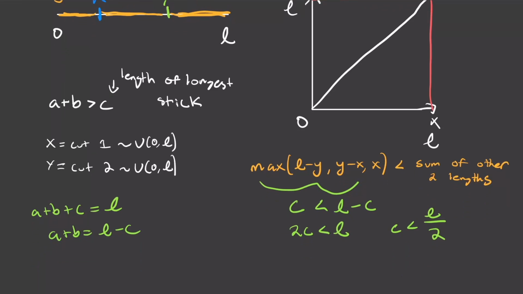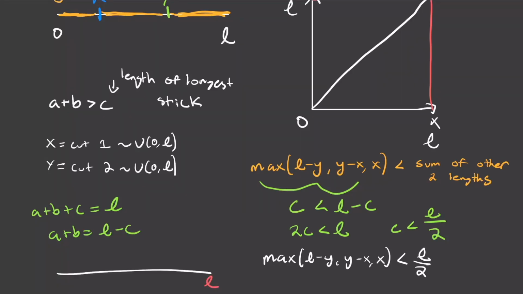So C was just a stand-in for our maximum, so we just need the maximum of L minus y, y minus x, and x to be less than the length of the entire stick divided by 2, and then we'll be able to form a triangle. And that also makes sense by looking at the line. If we have a line of length L and we have two cuts over here, then this one's going to be greater than L divided by 2. It's going to be greater than half the length of the total line, so we're not going to be able to form a triangle. But if we have something like this, then neither line is going to be greater than half the length of the entire line.